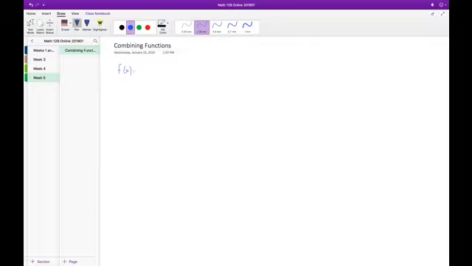So let's start by defining an f of x. Let's say f of x is equal to 5x plus 1. G of x is equal to the square root of 4x plus 3. And then you could be asked to find f plus g, f minus g. And really all of this means is f of x minus g of x. If it had been f plus g, it would be f of x plus g of x.